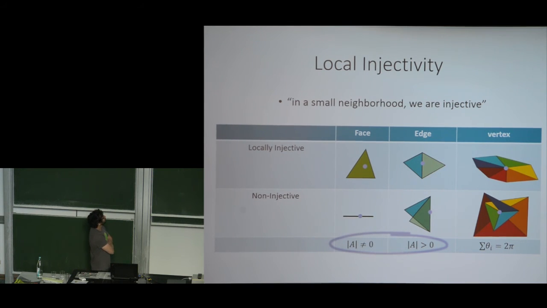If we make sure that the determinant is non-zero on all the faces, then inside each face we're going to be locally injective. We ensure that all the determinants have a constant sign. Arbitrarily, we can choose it to be positive. Then we're going to ensure that we're locally injective on each edge. And lastly, if we can make sure that the sum of angles around each vertex sums up exactly to 2 pi, we're going to be locally injective on each vertex.